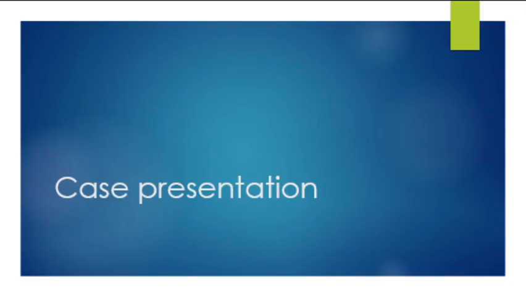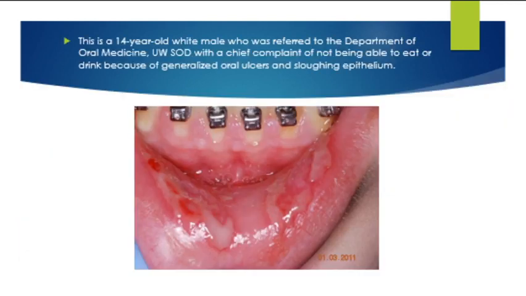Here we go. So I'm going to start with a case about a 14-year-old white male who came to the Department of Oral Medicine of the University of Washington with a chief complaint of not being able to eat or drink because of generalized oral ulcers and sloughing epithelium that had been present for 8 weeks.